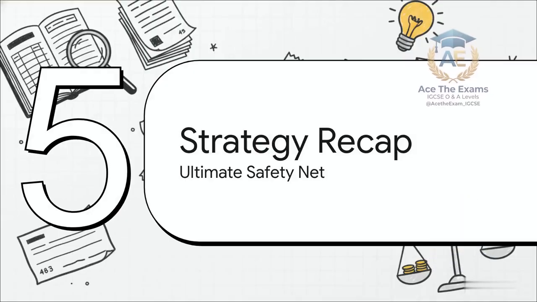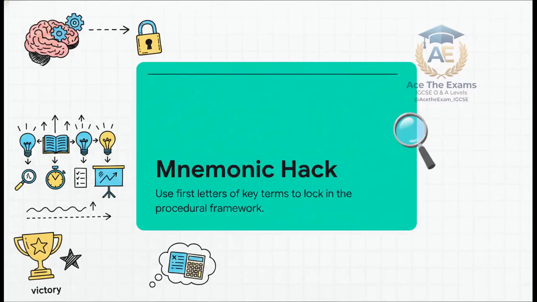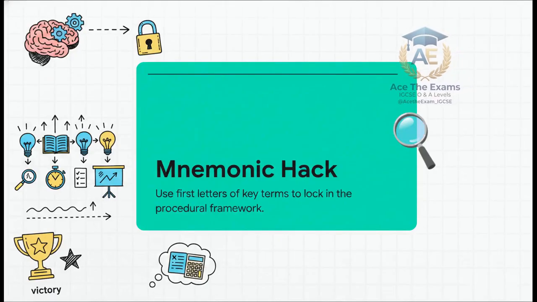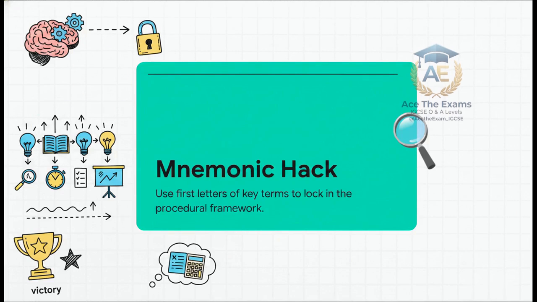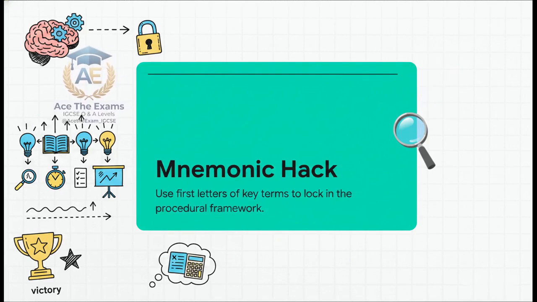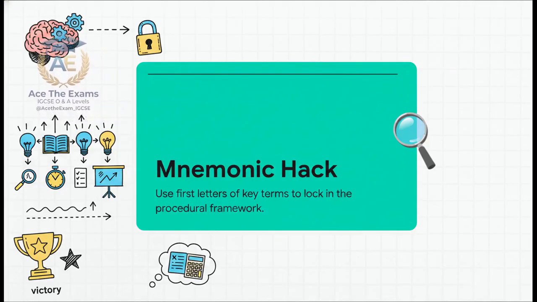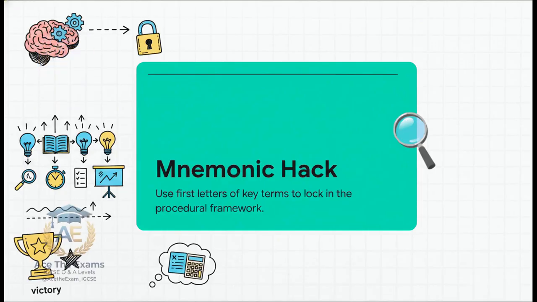Section 6, Strategy Recap and the Ultimate Safety Net. So to synthesize this entire masterclass, try using a mnemonic memory hack to lock in the procedural framework we've discussed. Create a memory device using the first letters of our key terms. Identify, apply, execute, verify, present. Maybe use something fun like I always expect victory and perfection. Whatever works for your brain. Why do this? Because under the immense ticking clock pressure of the exam room, a mnemonic guarantees you will mechanically follow the systematic processing rules without panicking. It's an anchor for your mind.